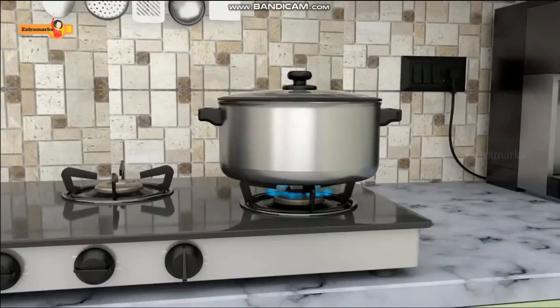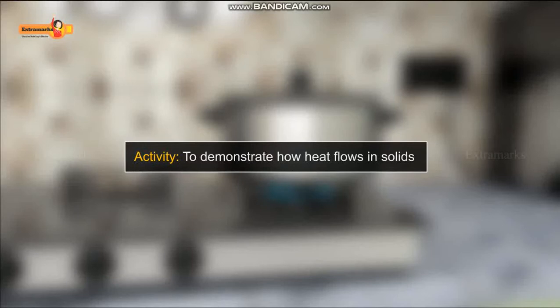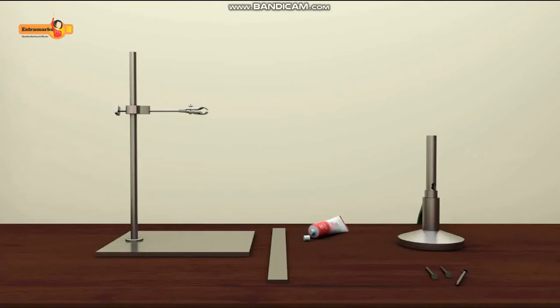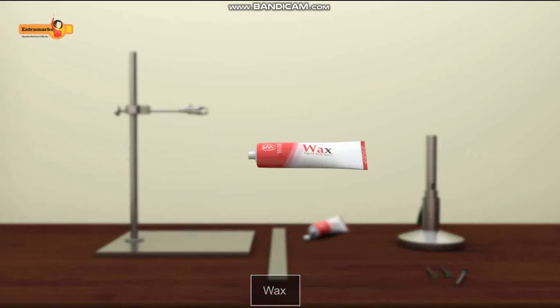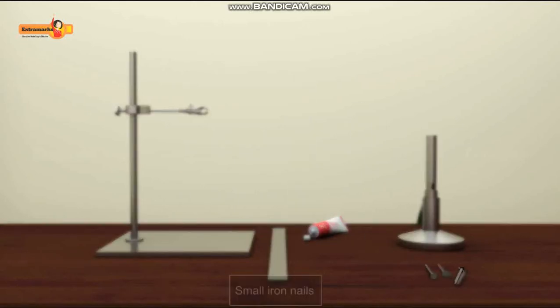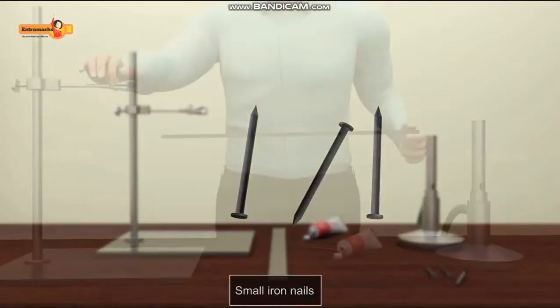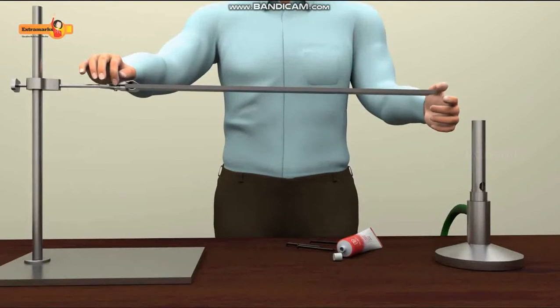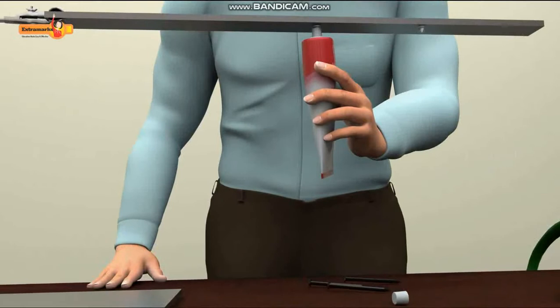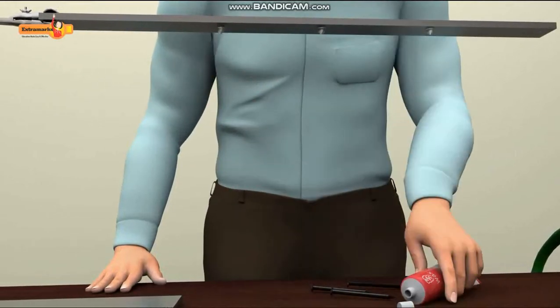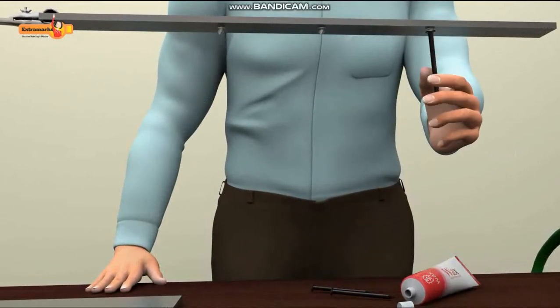To find out the reason, let us perform an activity. The materials required are a flat strip of iron or aluminium around 30 cm in length, a clamp stand, wax, a Bunsen burner, and some iron nails. Fix one end of the metal strip in the clamp. With the help of wax, stick iron nails at equal distances on the metal strip.